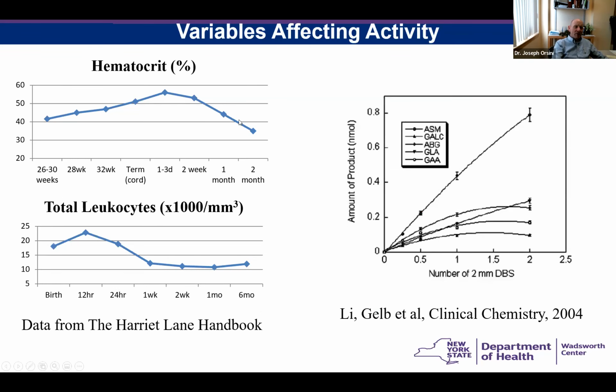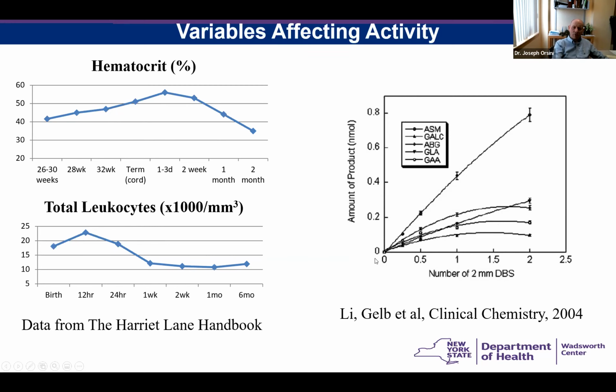Hematocrit is known to be variable in babies, as well as leukocytes. You can see leukocytes actually spike at 12 hours and then drop off with age. This is what we attribute overall enzyme activity variation to. Hematocrit has an effect because it's the thickness of the blood: the higher the hematocrit, the thicker the blood. How much blood you get out of a 3 millimeter punch is affected by this. Then there's another contributing factor over here on the right.